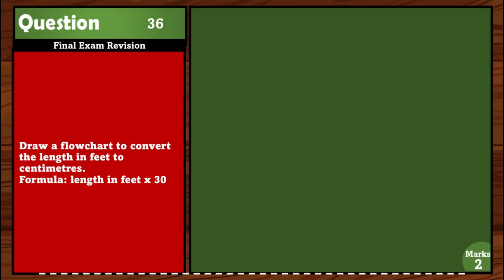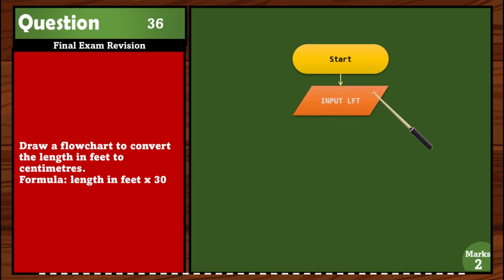So whenever we are drawing a flowchart, we start with this shape. This shape is called the start shape. Okay, start. Next, we need to ask a user to input the length in feet. Okay, so we use this shape for the input. Next, we need to use our formula to convert the length in feet to length in centimeter. So for that, we use this shape. LCM, length in centimeter, is equal to length in feet multiplied by 30. And next, we need to output the LCM.